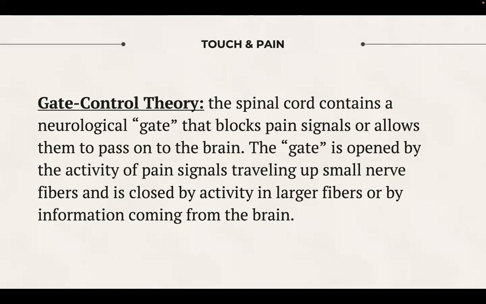Okay, this is kind of a long-winded definition. This is the definition from your textbook. It says, the spinal cord contains a neurological gate that blocks pain signals or allows them to pass on to the brain. The gate, quote unquote, is opened by the activity of pain signals traveling up the small nerve fibers and is closed by activity in larger fibers or by information coming from the brain.